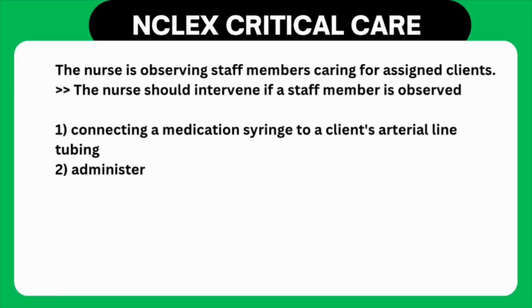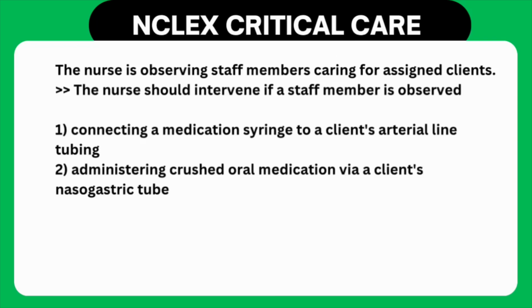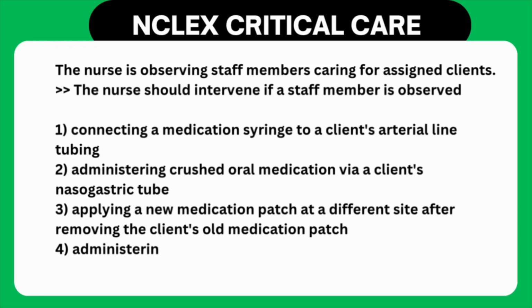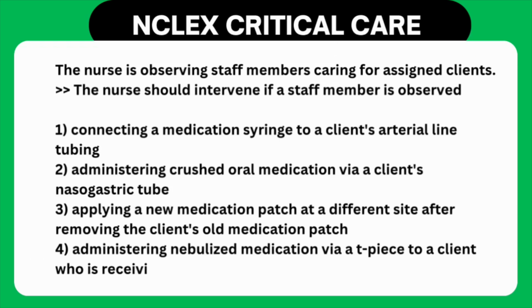Let's look at our question here, which says the nurse is observing staff members caring for assigned clients. The nurse should intervene if a staff member is observed doing what? So we are looking for an action by a staff member that is problematic, something we don't want to do. Okay, so option 1 says connecting a medication syringe to a client's arterial line tubing. This is going to be our correct answer.